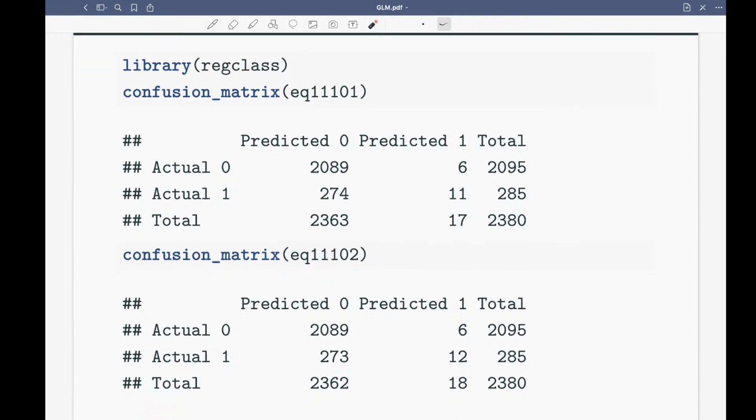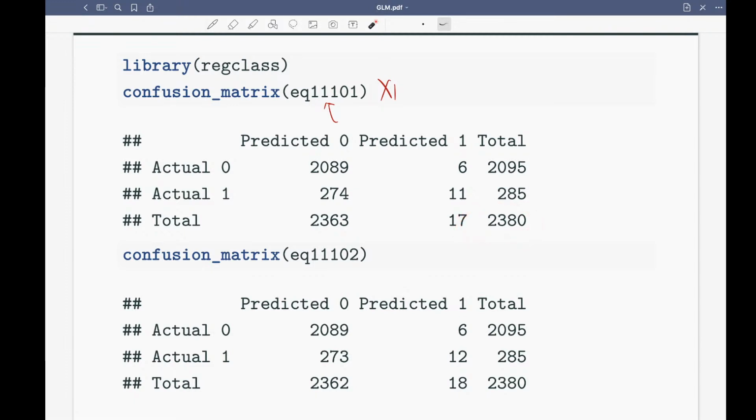How can we find a confusion matrix in R? You can use the regclass package here. In this package, we have the confusion matrix function, and you can plug in the model here. So you can find this is a confusion matrix for the one regressor model. Maybe I think it's the P/I ratio.